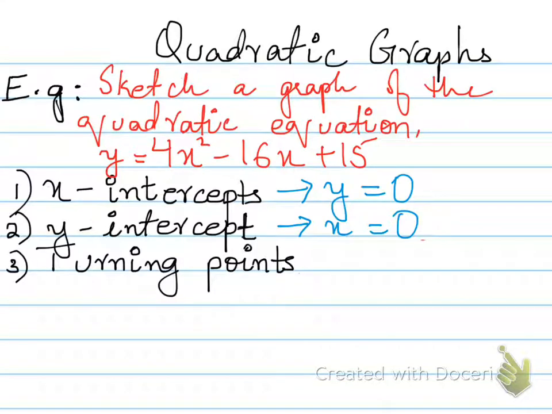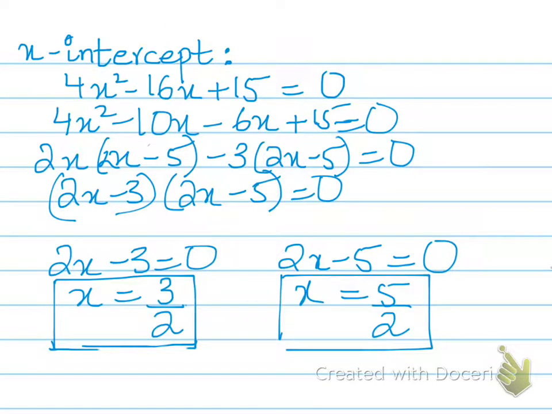In this lesson, we will learn how to sketch a graph of the quadratic equation y equals 4x squared minus 16x plus 15. To sketch a graph, we need to find the x-intercepts, the y-intercept and the turning points. To find the x-intercept, we'll substitute y equals 0 in the equation.